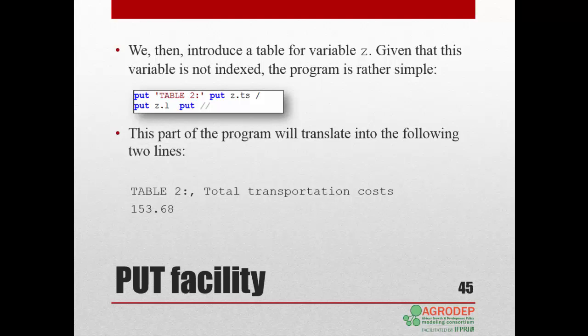The first line will read Table 2, Total Transportation Cost, and on the next line, the value of the variable z, 153.68. Note that by default, the number of decimals is 2.